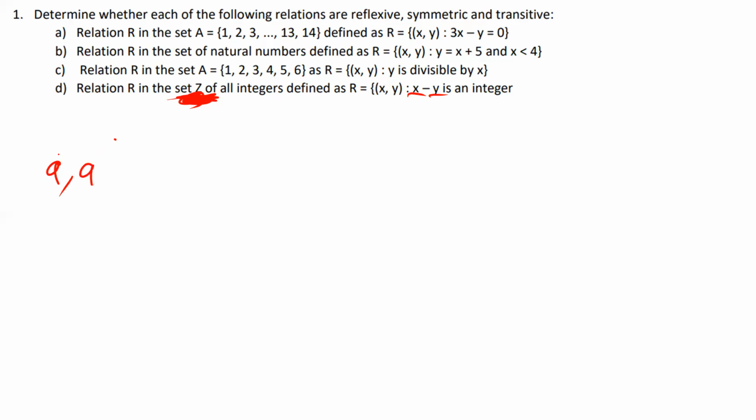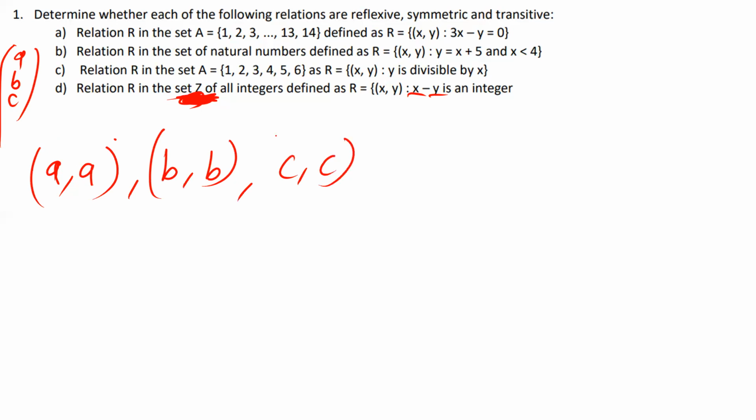So for reflexive, we need to have (a, a) being present. If, for instance, we have a, b, and c as part of the domain there, then (b, b) should also be part of our solution, and (c, c) should also be part of the solution set. So in this case, what we've been given is generally just integers. Meaning whatever we get after subtracting these two, if it's also going to be an integer, it means that it's in the same locality.